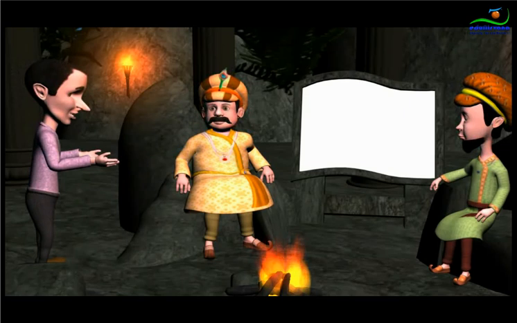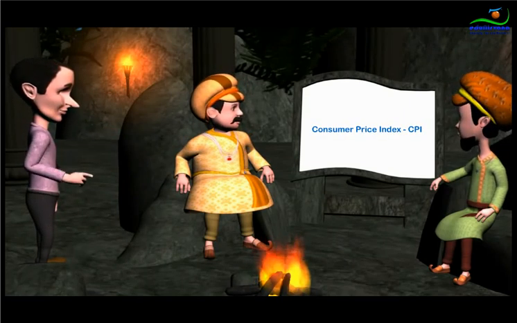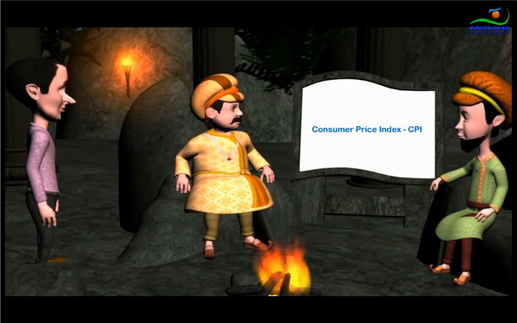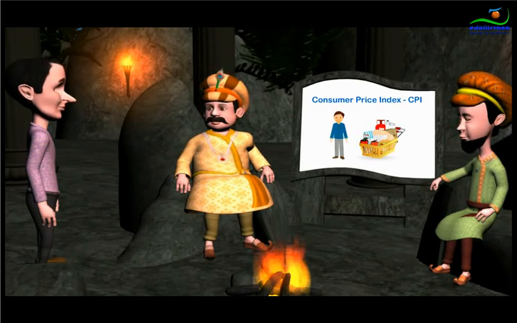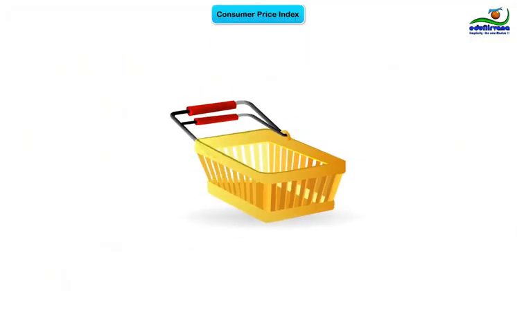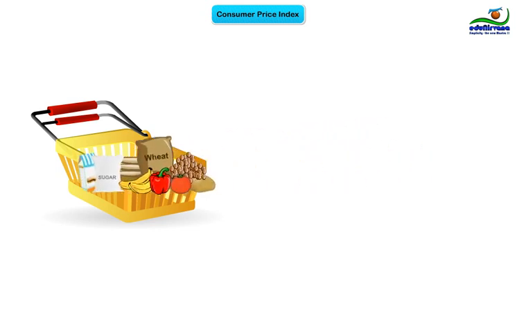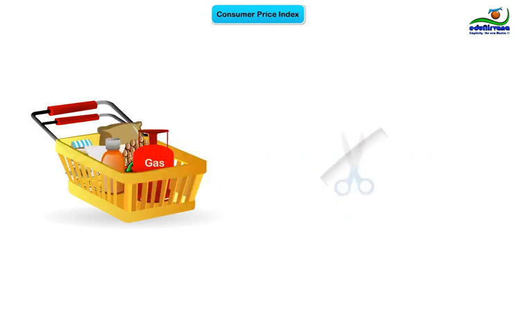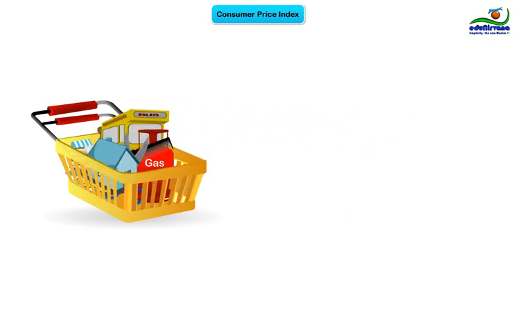We have named this index the Consumer Price Index in our island. It is a measure of the overall cost of the goods and services bought by a typical consumer in an economy. The CPI basket contains basically all the goods and services consumed in a country: food, gas, medicine, haircuts, transportation, house rent, and so on.